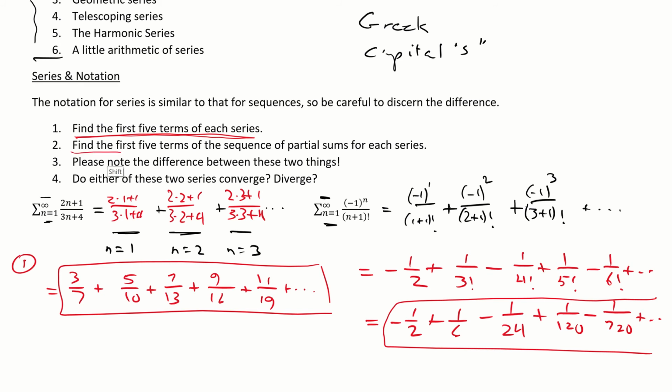Now here comes something interesting you want to pay attention to. We're going to talk about the sequence of partial sums for each series. The sequence of partial sums. So here's the thing. We want to now spend a few sections on whether a series converges to a limit or diverges. How the heck does it converge to a limit? What do you do? It's a good question.